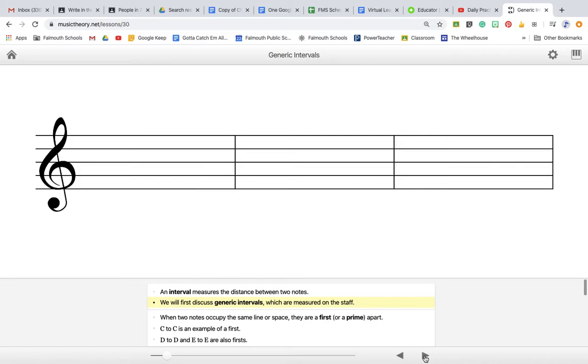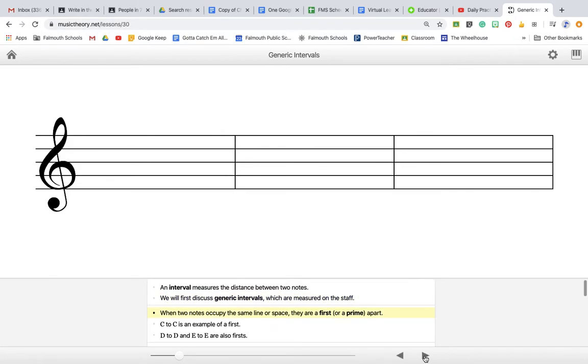This class, we are just talking about generic intervals, so that means a first, a second, a third, a fourth, a fifth, a sixth, a seventh, and an octave. As we've heard in chorus before, there are perfect intervals, major intervals, minor intervals, and some other intervals. But for now, we're just going to say those generic number intervals.